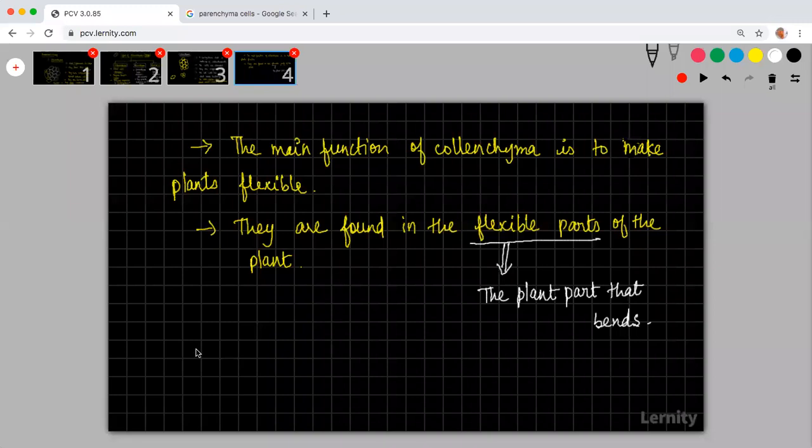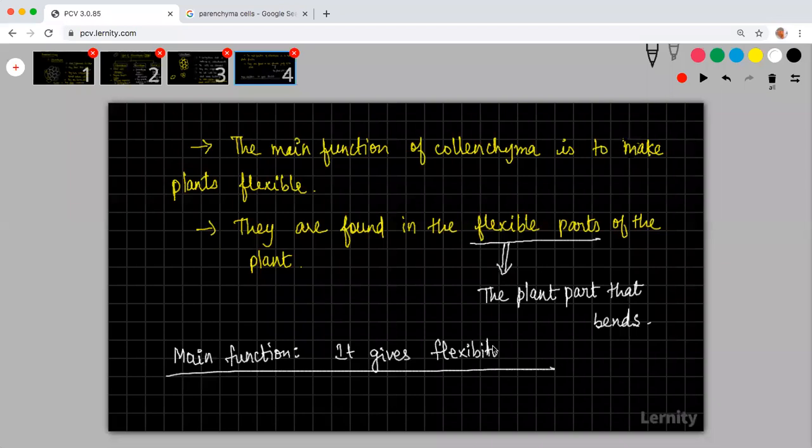What is the main function of collenchyma? It gives what? Flexibility. Okay, it gives flexibility. This is the main function of collenchyma.